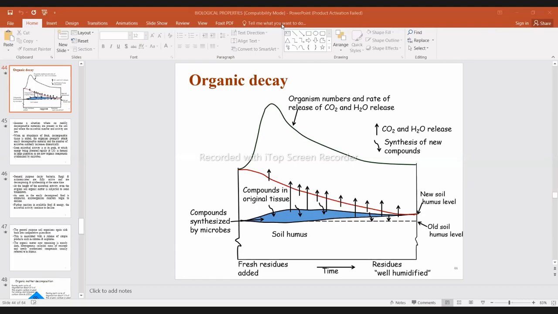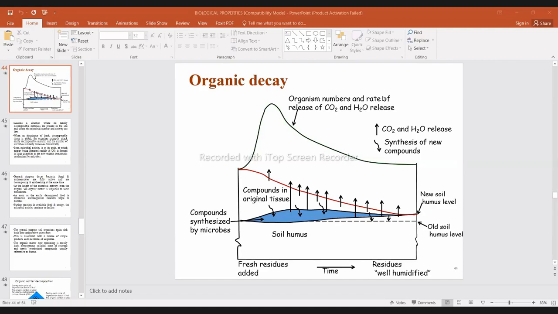Yes, ma'am. Can you please explain this? Initially, we add the waste materials into the soil. Then the microbe level will be increased. So the graph will increase to the high peak. Then the easily decomposable materials are exhausted. Then the graph decreases. From this process, the carbon dioxide, water, and heat will be released.